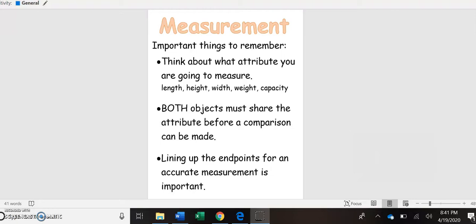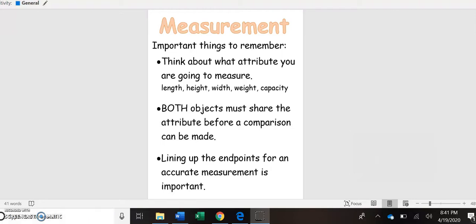The second thing is both objects must share the attribute before a comparison can be made. So when you're measuring items, we're usually comparing to see which one is bigger or smaller, or heavier or lighter. The third thing, which I think is the most important, is that when you're lining up at your endpoints, that'll give you an accurate measurement, and that's very important when you are measuring items.